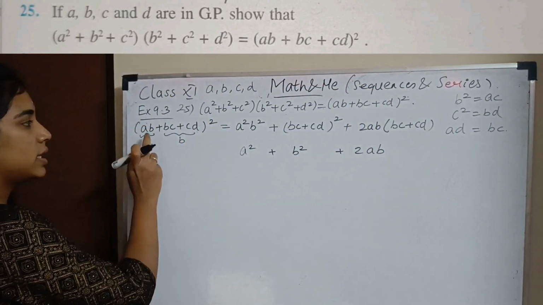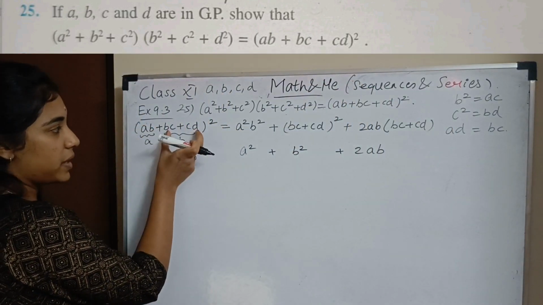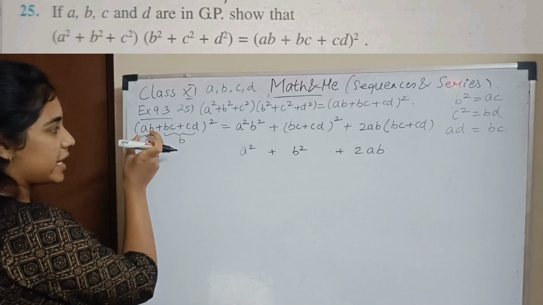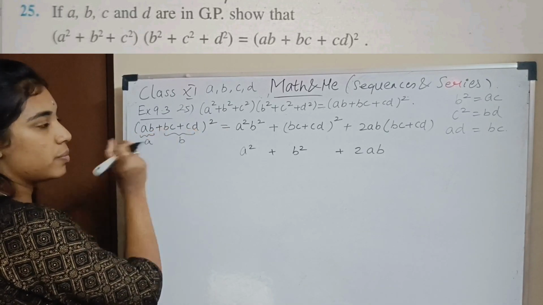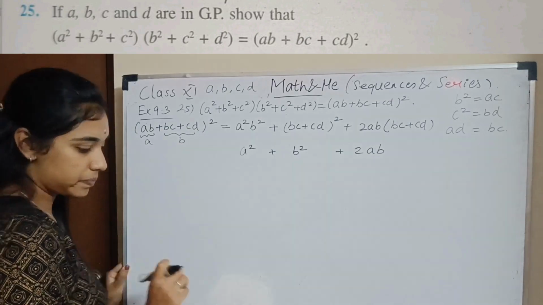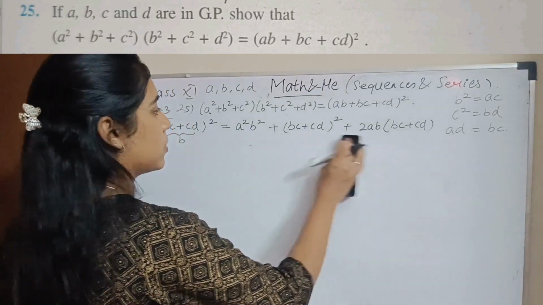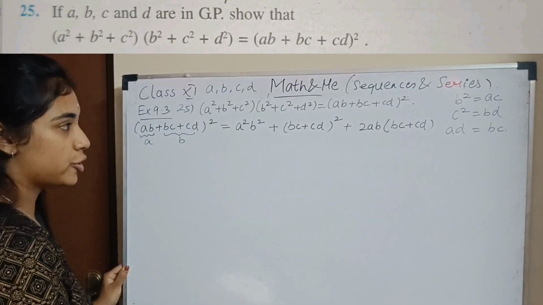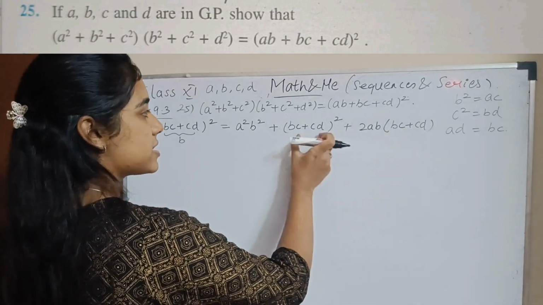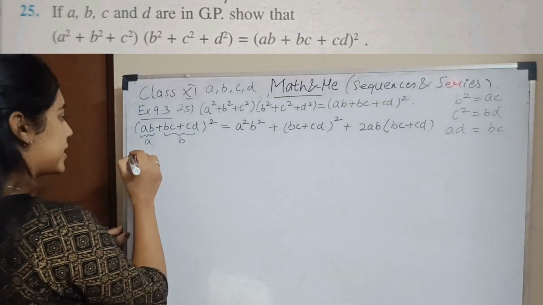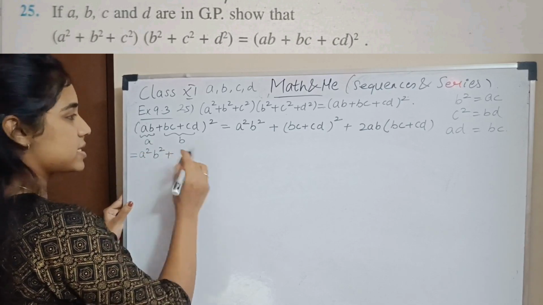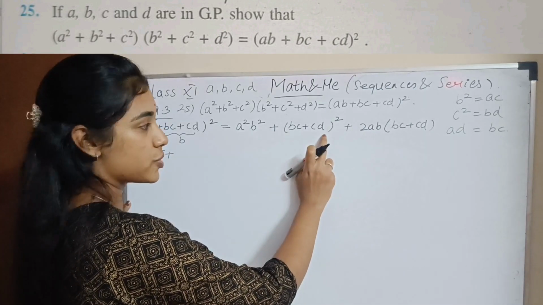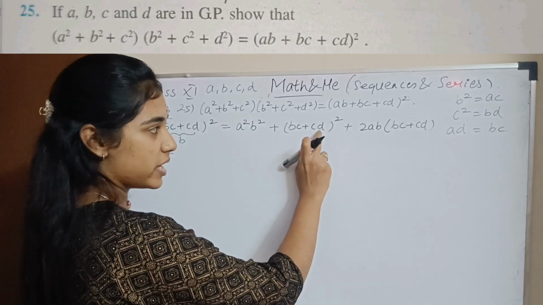Okay, what did I do? This is my A, this is my B. So it's A plus B the whole square, A square plus B square plus 2 times A into B. Okay? Now, what is my next step? I'm going to multiply this and open the brackets. So I have A square B square plus, now this is again A plus B the whole square, so I have A square plus B square plus 2AB.